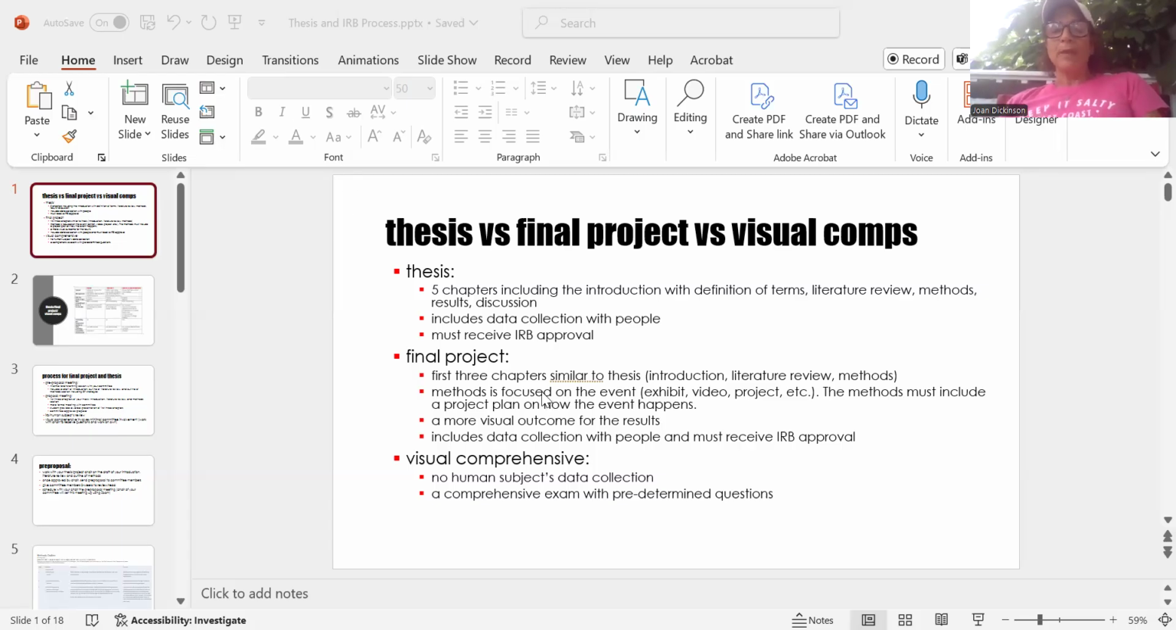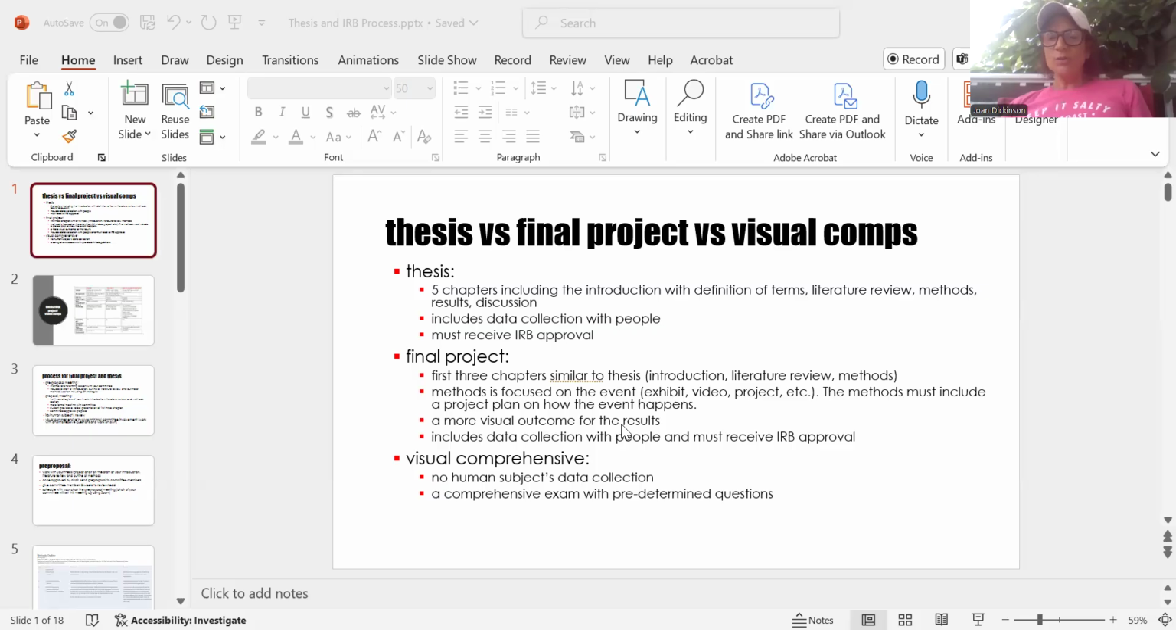So the methods becomes a little bit different in a final project because you have to include a project plan of how this particular event, or how this particular end product, is happening. If you were going to produce a video, what's the plan for producing that video? If you were going to have an exhibition, what's the plan for that exhibition to take place? How would you invite people to come to that exhibition? Where will the exhibition occur?